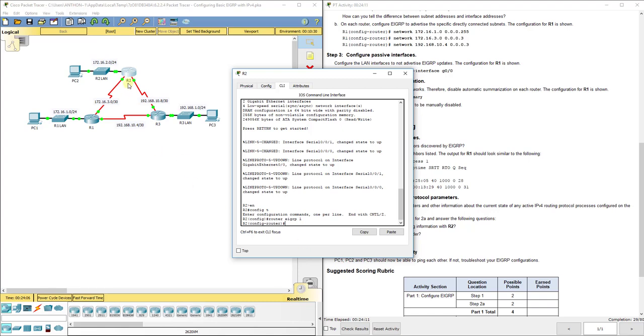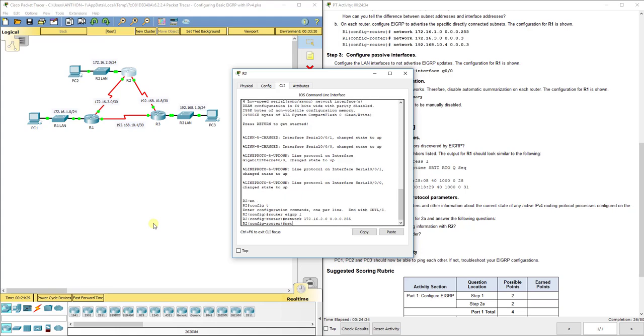So for here on R2, I'm going to do network 172.16.2.0, okay, that's up here at the top. Again, that's a slash 24 address. So remember before, that's 255.255.255.0 or a wildcard mask of 0.0.0.255, okay? Our next network is 172.16.3.0. And its subnet mask is a slash 30, which is a .252 or wildcard 0.0.0.3.